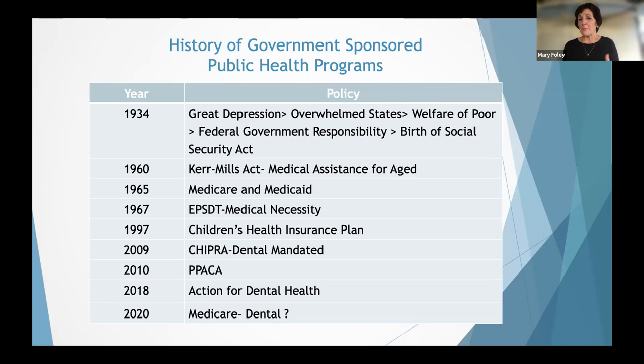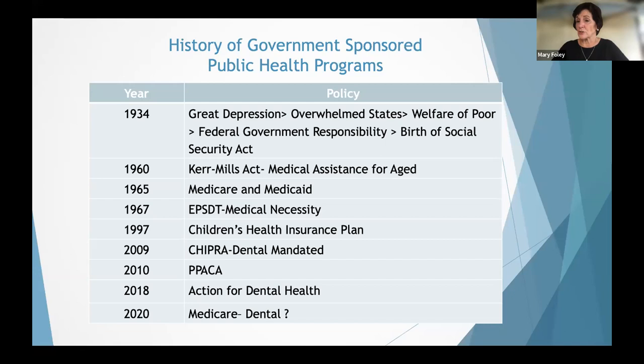And we fast forward a little bit to the 1960s, where we had the Kerr-Mills Act. This was when we started to see that people needed medical assistance, especially the aged. As people were aging and healthcare was not available, again, the federal government said, we need to do something. We need to provide some assistance for the aged. In 1965, that's when programs became a little bit more grounded. That's during the Johnson administration, when we saw the birth of Medicare and Medicaid. These became entitlement programs, meaning that if you were eligible for Medicaid or for Medicare based on the eligibility criteria, you would be entitled to healthcare services.